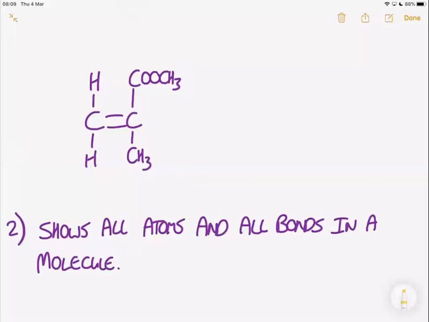Then displayed formula, not one you'd typically define. It's not something you usually ask for a definition of, because most of the time when you're exhibiting your understanding of a displayed formula, you're drawing one. So it'll say, draw the displayed formula of insert molecule here. But if you were asked to define it, the best way to describe it is it shows everything. It shows all the atoms and all the covalent bonds in a molecule. That's the best way to think about it.